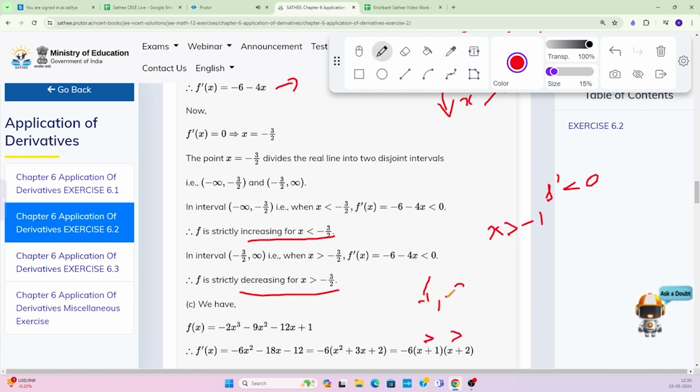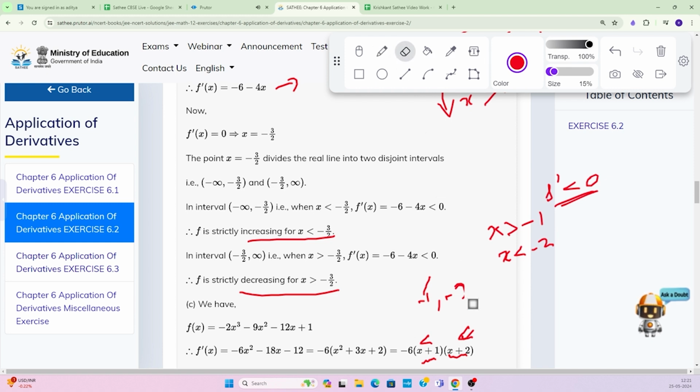Now what about if x is less than minus 2? Suppose x is less than minus 2, then both factors will be negative. Put any value less than minus 2, suppose minus 3. The output for this expression will be negative times negative, which gives positive, but there is also another negative there. So still you are getting f prime negative. So in both the cases your function will decrease.